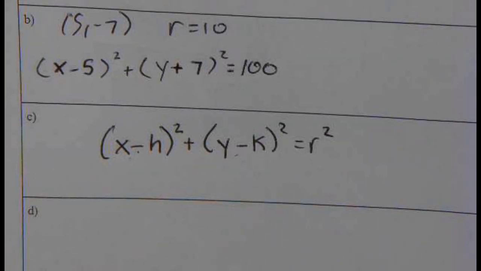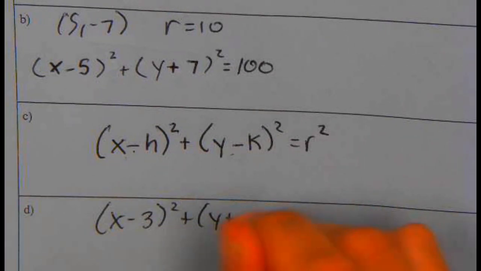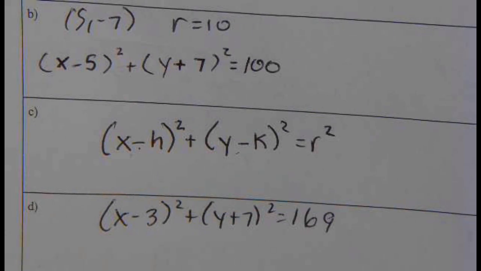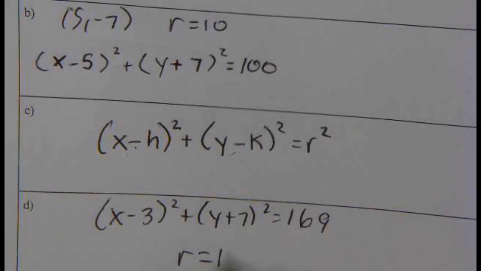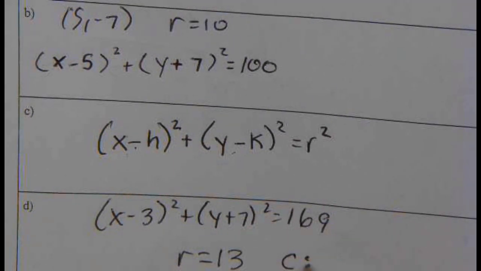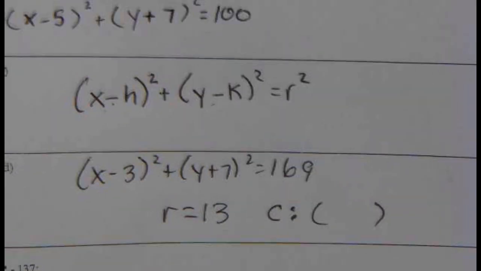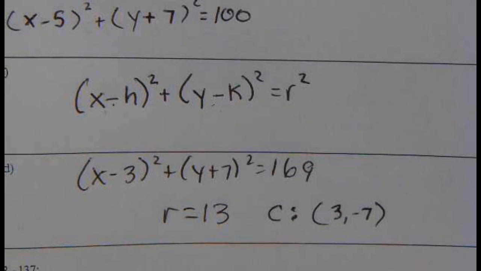And then part D says, what if you have this equation? I was just asking for the radius, so you know the radius is 13. But if I also asked you for the center of the circle, where would the center be? 3, negative 7. Just change the signs. So the rules for a circle aren't too hard once you know them.